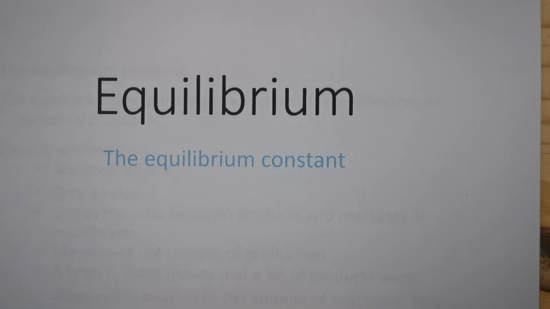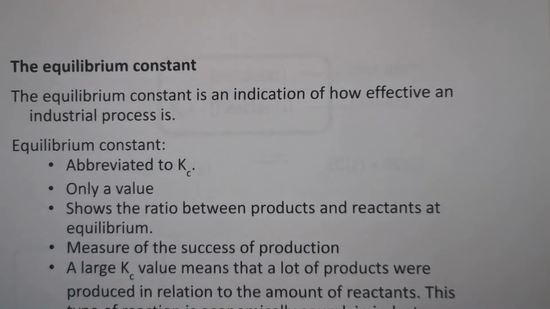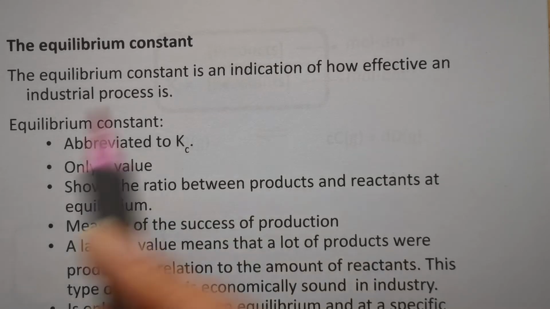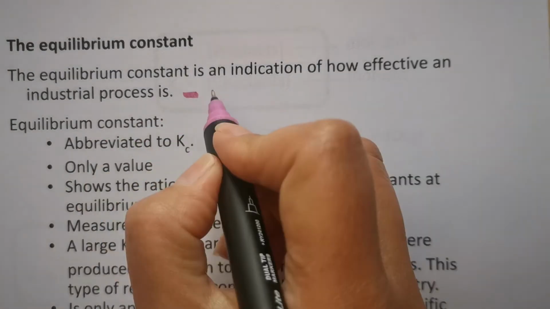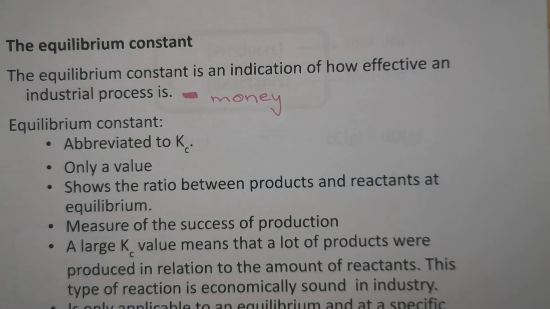Okay, so let's talk about this equilibrium constant. Now, the equilibrium constant in industry is very, very important because it is an indication of how effective an industrial process actually is. This is important because it tells us how much money we're actually making. So this part is really linked to money. If a reaction is particularly effective, it means that we make a whole lot of money out of the process. What industry is constantly trying to do is maximize the production of product so that they can get more out of the reaction itself.